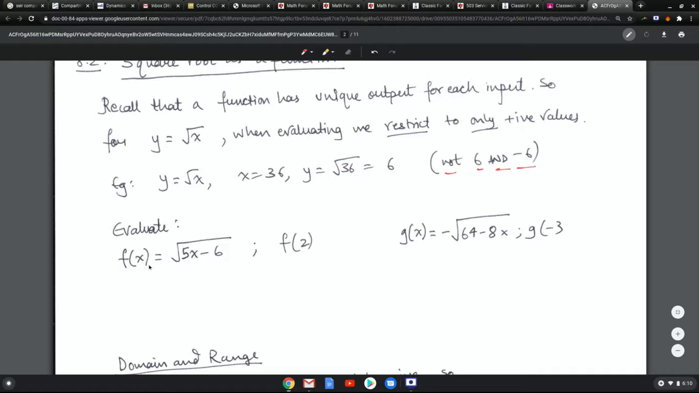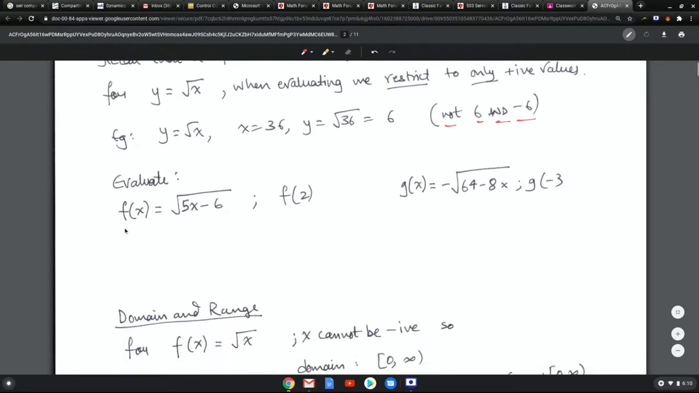Let's look at an example. Evaluate this function at 2. So f of 2 means I replace x by 2. That's going to be the square root of 10 minus 6, which is the square root of 4, and that's only going to be positive 2, not the negative.